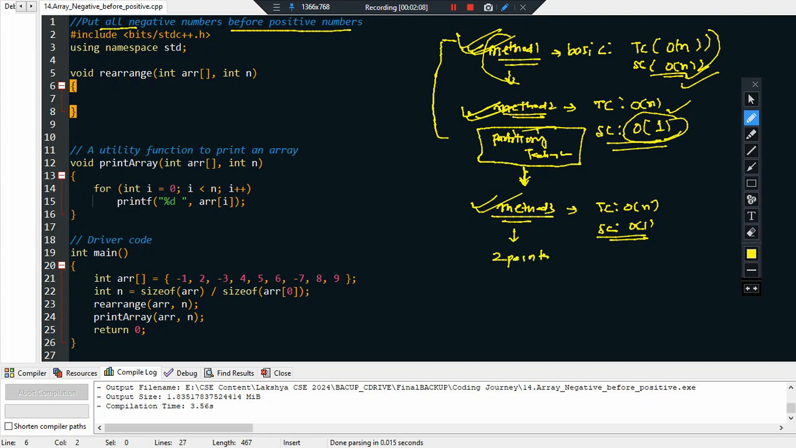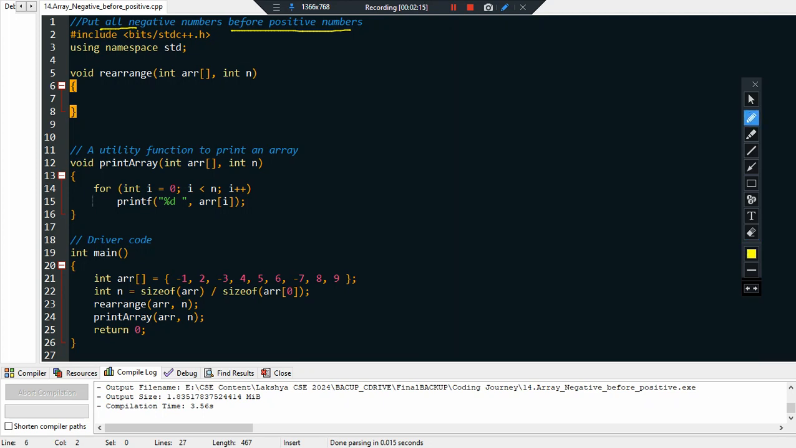So method 3, how can you basically solve this particular problem using 2 pointers? So this game is all about the 2 pointers approach. Now how will it work? Let us see. So first of all, write the problem that we have. Suppose the array elements are -1, 2, -3, 4, 5, 6, -7, 8 and 9.